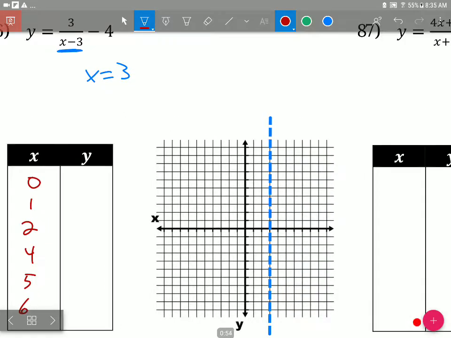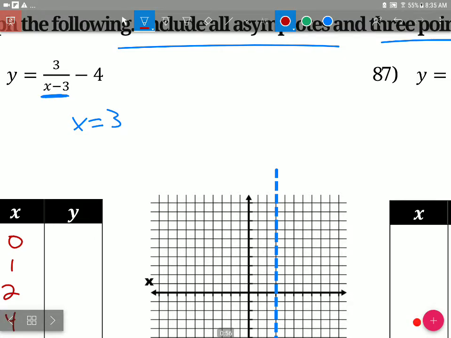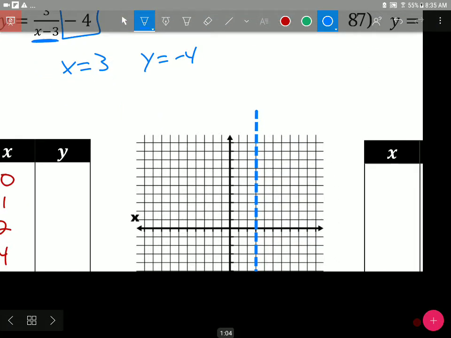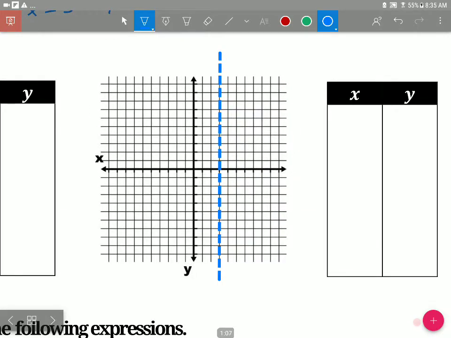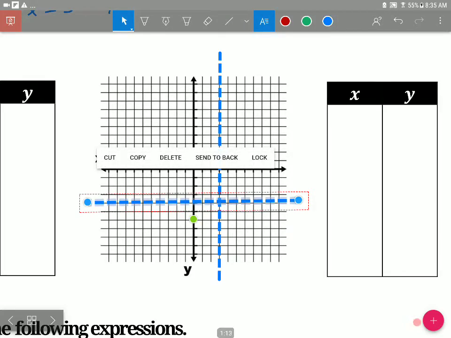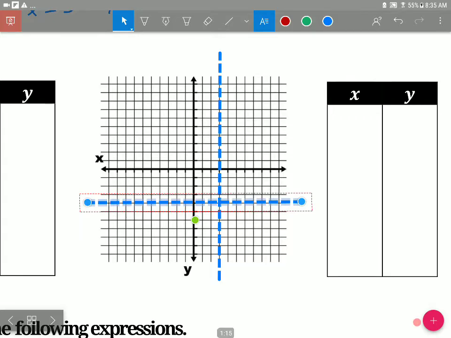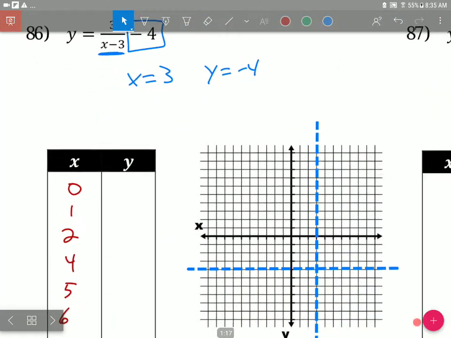Okay, your horizontal asymptote. Remember that's at y equals 0 unless it's moved, so it's y equals -4. So let's go back to this. Y equals -4. And we'll just start plugging these in. So we'll start with 0.